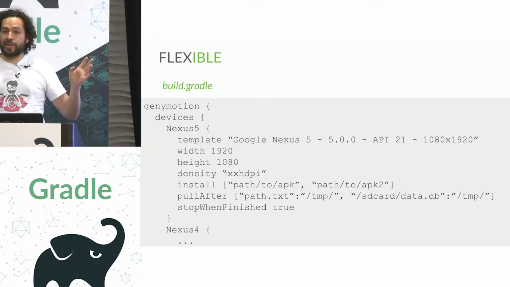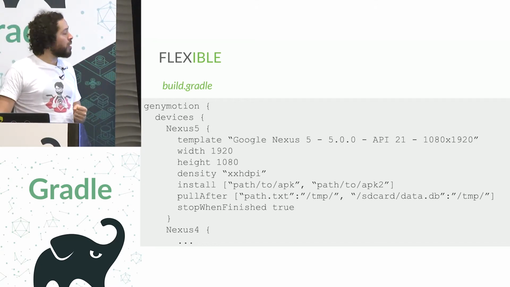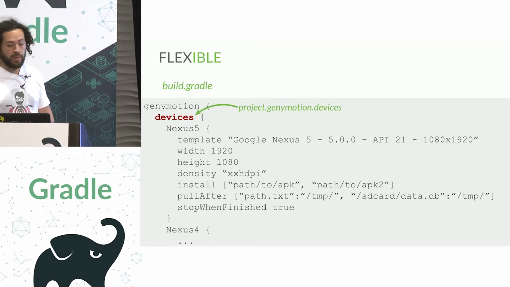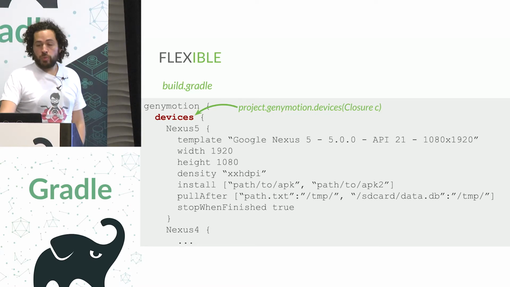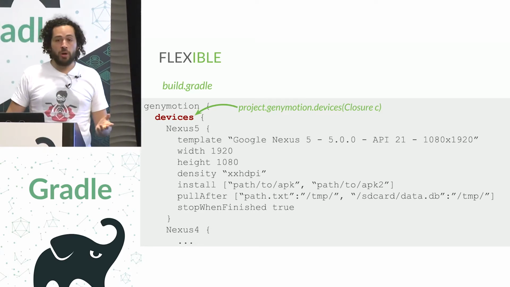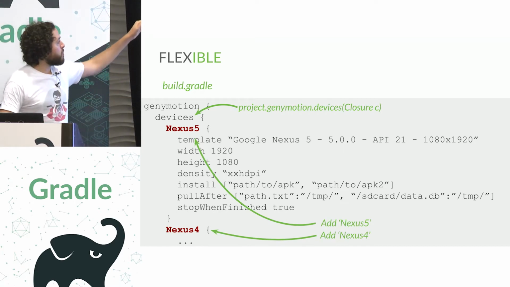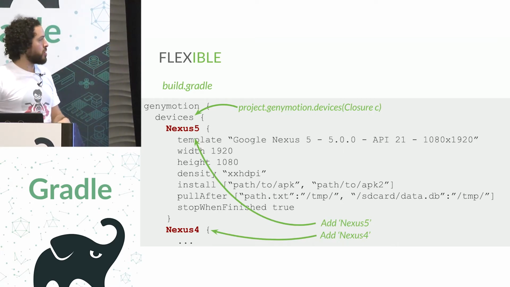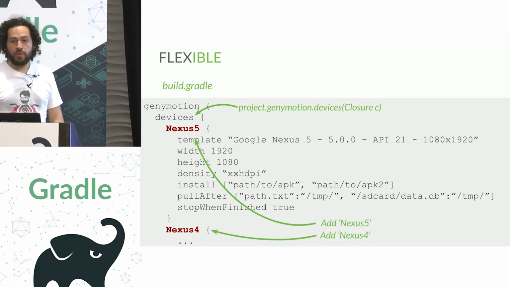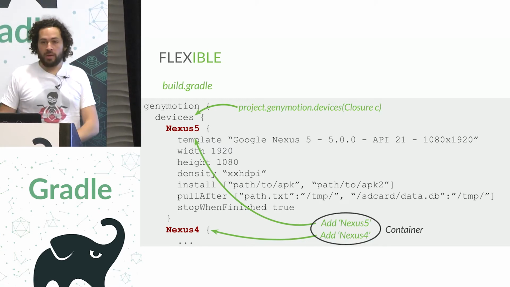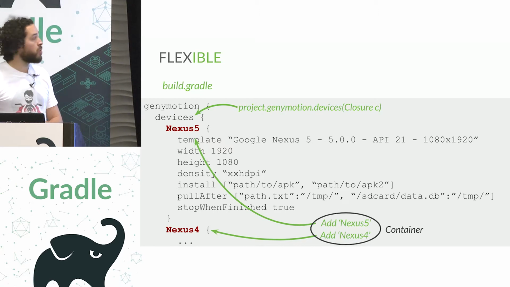And now let's talk a little bit about what's the code behind that. So devices in our extension will be a method, okay? Devices. And this method will receive as only parameter a closure. Actually, this closure will be executed. We will see just later. And both Nexus 5 and Nexus 4 declaration will be stored into what is called a container. Okay, so in the concept, that's what's happening.